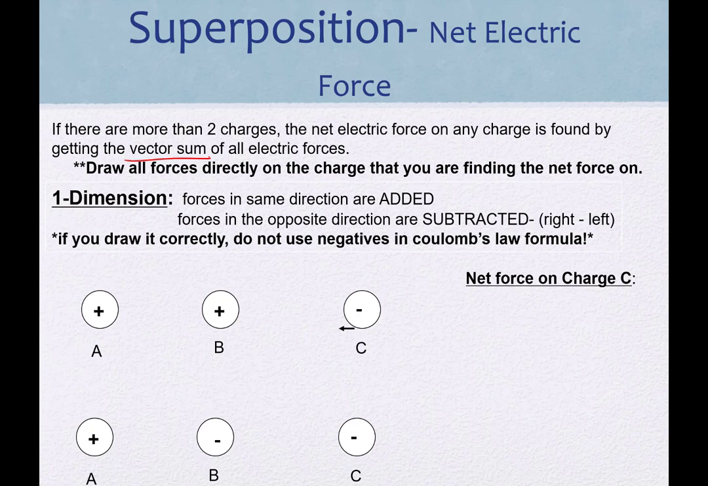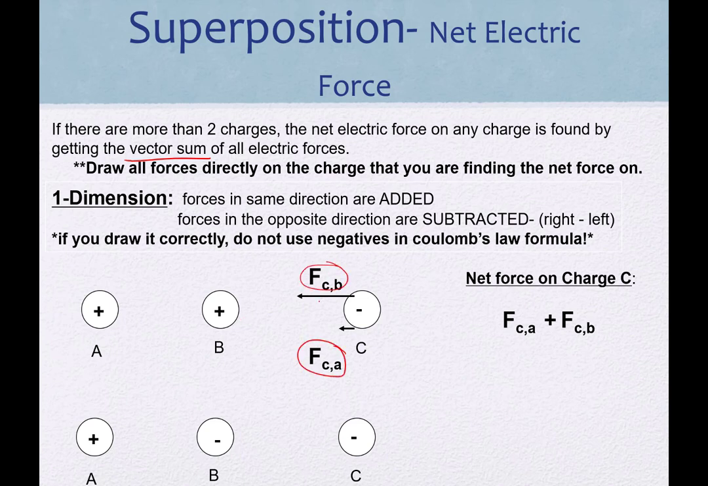So let's find the net force on charge C. Well, A and C are opposite charges, so C is going to be attracted to A, which is why we have this little force on C from A here. B and C are also opposite charges, so they're also going to attract. But since B is closer, that force is going to be larger. So we have a larger leftward force. In fact, it's four times as strong. And we get these two forces. The net force is just this plus this.